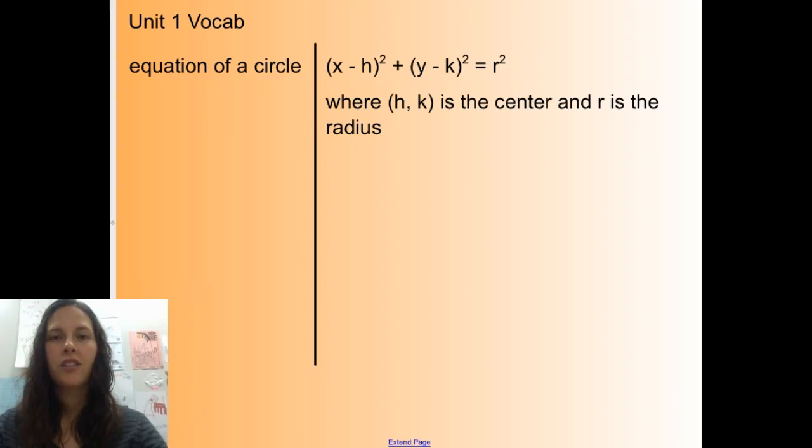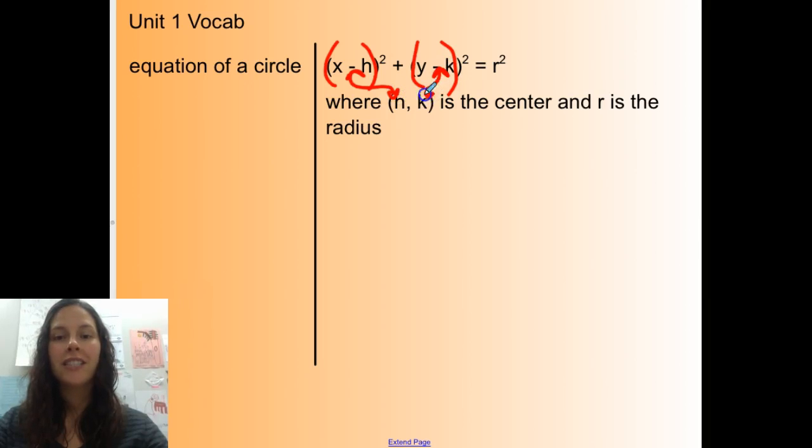In this lesson, we're going to learn how to write the equation of and graph a circle. Notice this time we have two parentheses. The x-coordinate of the center is in a parenthesis and opposite, and the y-coordinate of the center is in a parenthesis and opposite as well. Also, notice that this equation is not solved for y. It is set equal to r squared, where r is the radius of the circle.